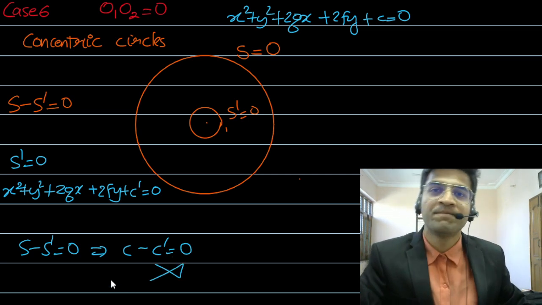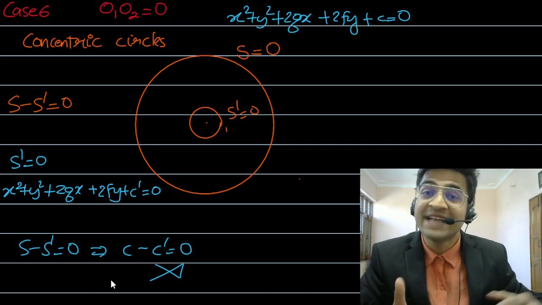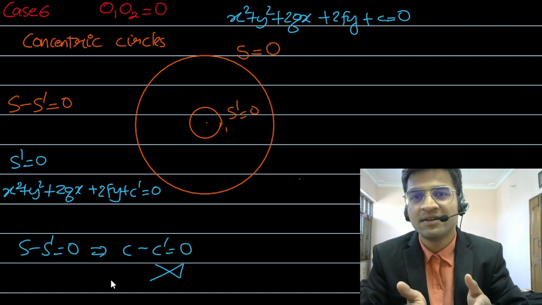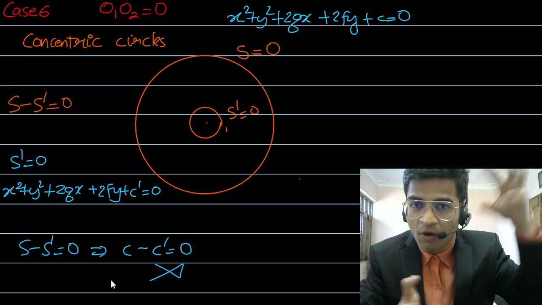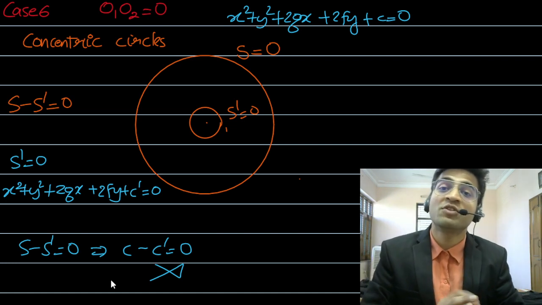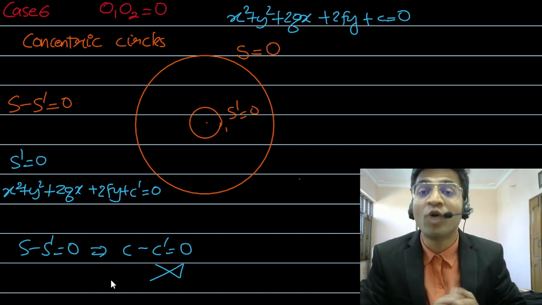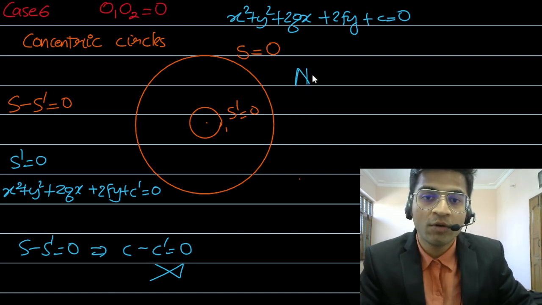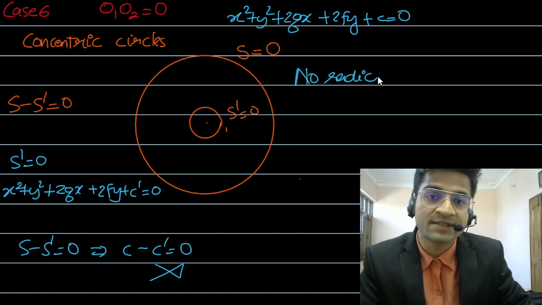Why is it not true? c and c dash will not be the same. If they are the same, they will be the same circles, coincident circles, but that is not the case. So c minus c dash equal to 0 is not true. This is false, this is bogus. So there will not be a radical axis. In this case, no radical axis.